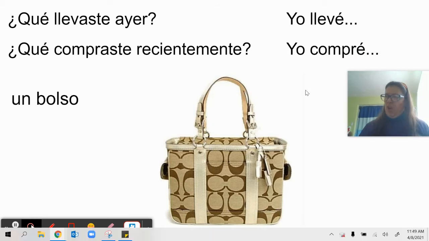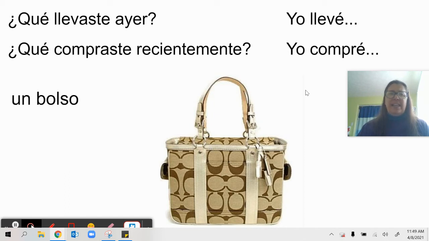All right, we don't wear purses, but we might carry them with us. So llevar is also to carry. So I carried a purse. Yo llevé un bolso. I did not carry a purse. Yo no llevé un bolso. Again, we're using the past tense. Ayer, yesterday. Anoche, last night.